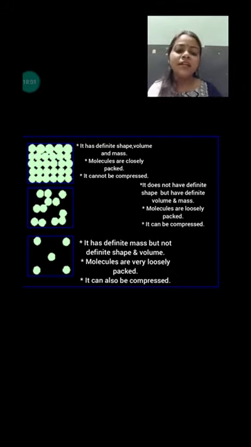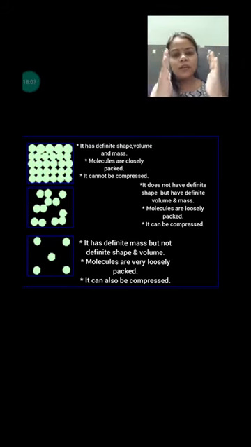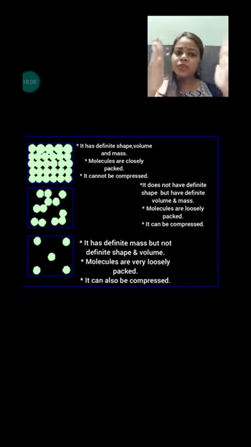Next, gases can also be compressed. Why? Because they have very large spaces between the molecules, so they can be compressed.